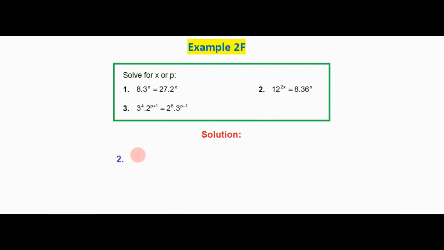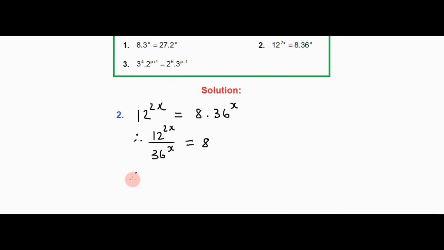In the second equation, we have 12 to the 2x equals 8 times 36 to the x. We can divide the 36 to the x into the left-hand side. So it's 12 to the 2x over 36 to the x equals 8. We have a problem on the left-hand side because the powers are not the same. But we can write 36 to the x as 6 to the 2x. In other words, 36 to the x is 6 squared all to the x, which is 6 to the 2x.